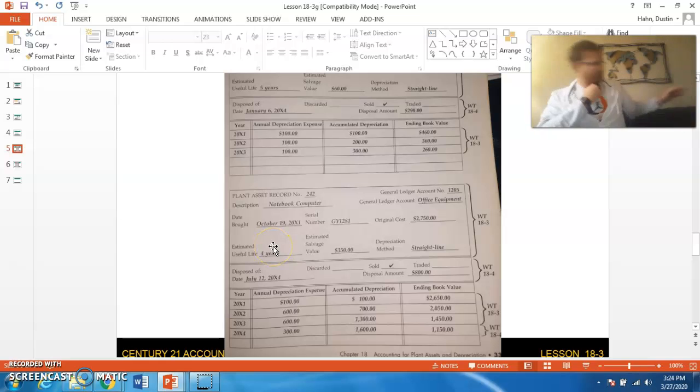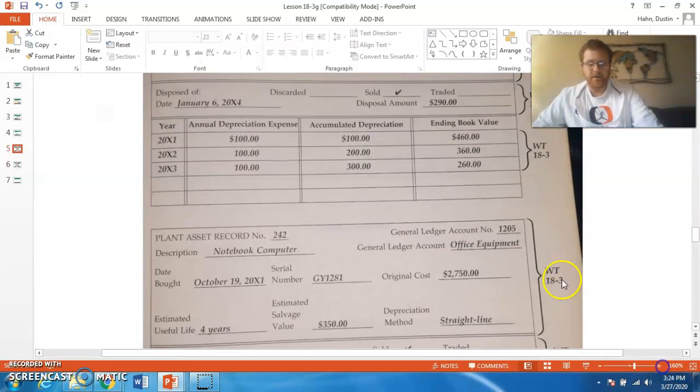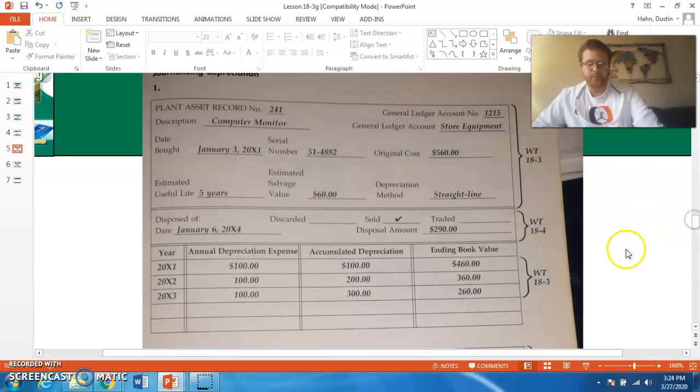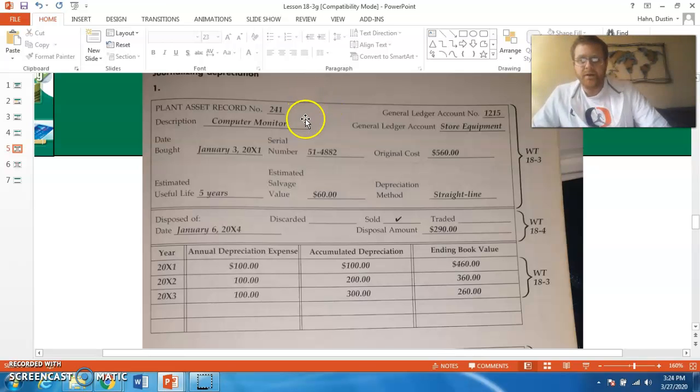Looking at page 545, I want to walk through the work togethers for you. Complete each plant asset record for the years. Use the following additional information. I want to zoom in and just focus on this first one. The first one is a computer monitor that falls under store equipment, 1215. Right here is your plant asset record. You can find that one provided for you in the book.